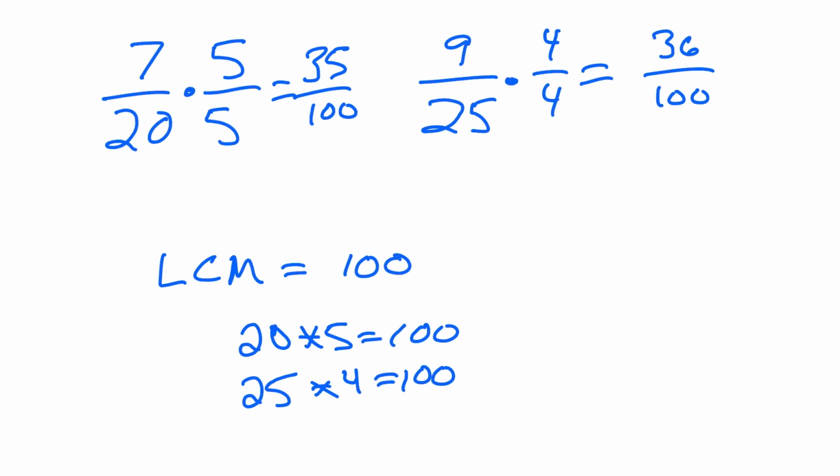So 35 over 100 or 36 over 100. They're really close, but 36 is bigger. And 36 came from 9 over 25. So 9/25 is the bigger fraction. That's how we use common denominators or least common denominators to compare fractions.